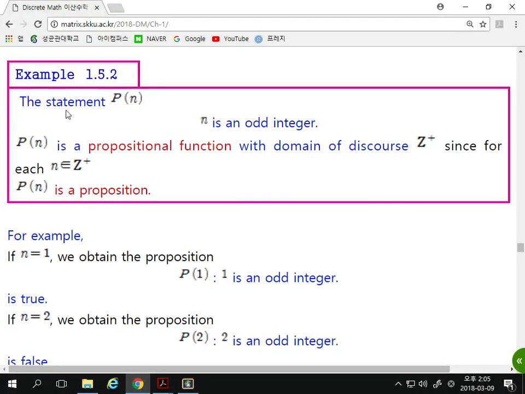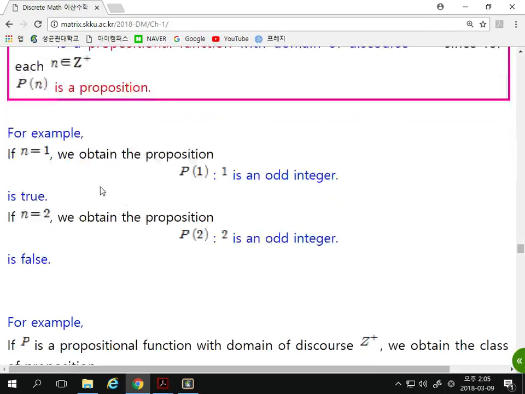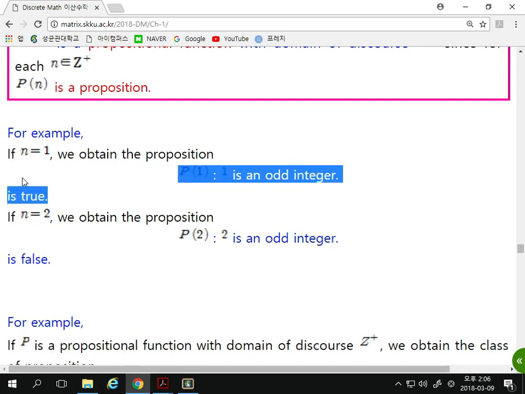Here's one example. The statement P(n), which is "n is an odd integer", is a propositional function with domain of discourse Z plus, which is the set of positive integers. Since for each n in the set of positive integers, P(n) is a proposition. For example, when n is equal to 1, we obtain the proposition P(1), which is "1 is an odd integer". This is a true statement.